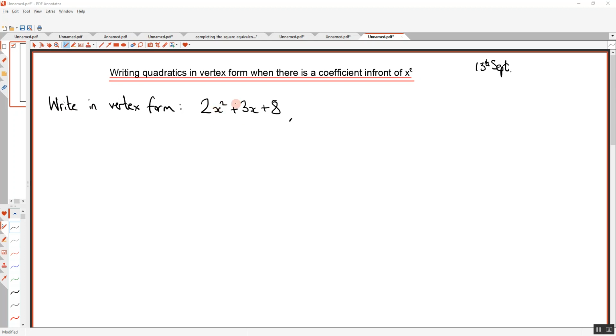Alright, so we're going to write in vertex form 2x squared plus 3x plus 8, the difference being with the other ones that we have a coefficient, a number in front of the x squared. So our first step with this is to find, well, not a common factor, we take out the number in front of x squared as a factor.